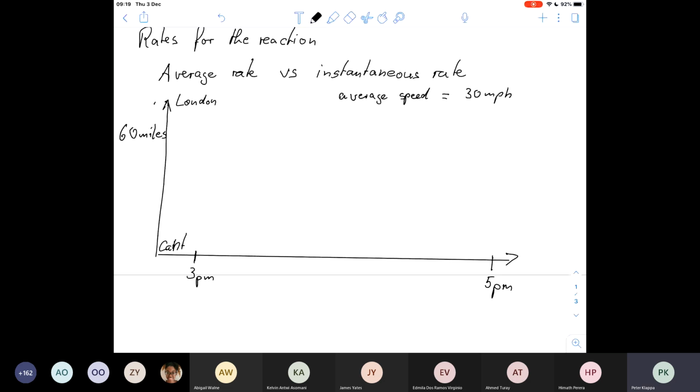And the way you've done it is you basically said, I start here at 0. London is 60 miles away, so the difference between them would be 60 minus 0 miles divided by 5 p.m. minus 3 p.m. Yeah, this is how we can do the average speed. And exactly, Dartford is a little bit of a problem.